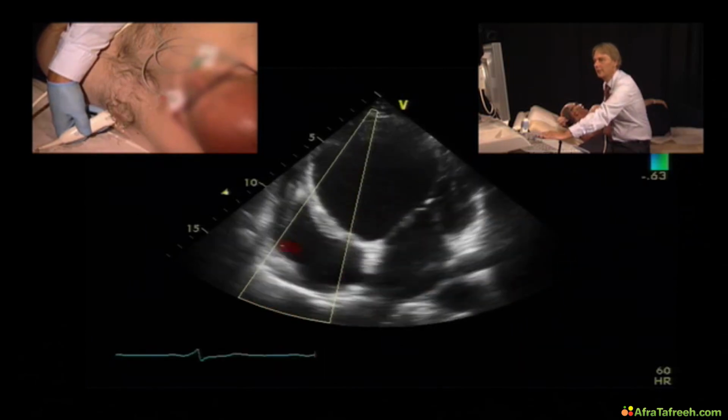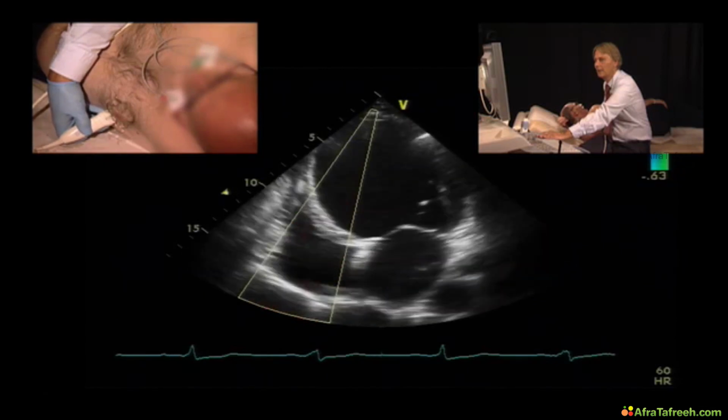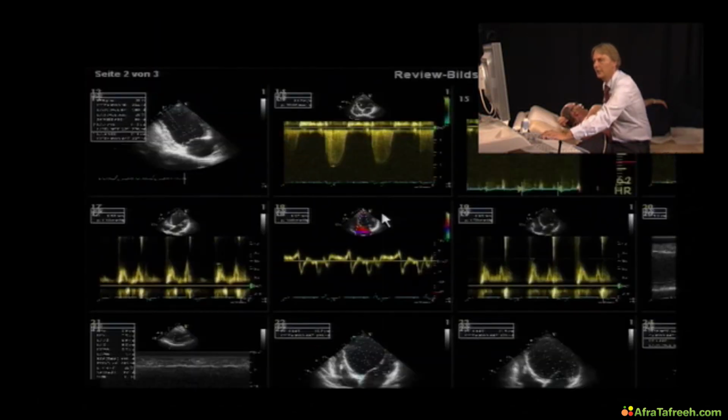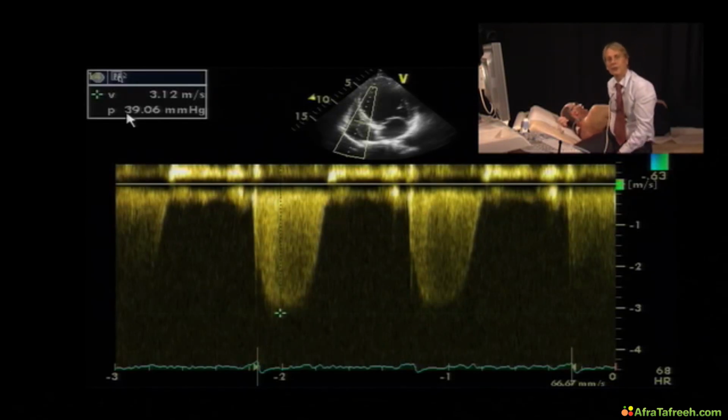Let's also look at tricuspid regurgitation, which is only mild. And we already recorded the tricuspid regurgitation signal, which is this here. When we quantified pulmonary pressure, we found that the gradient is quite low, 39. So if we estimate right atrial pressure to be somewhere in the range of 10 millimeters mercury, we get maybe a systolic pulmonary pressure of 50 millimeters mercury, which is also not very high.